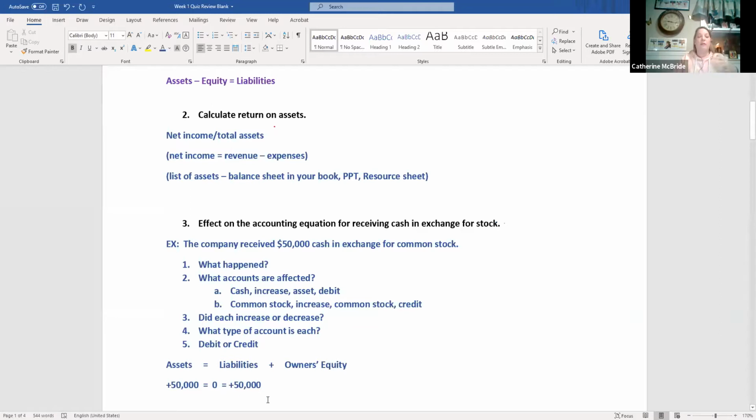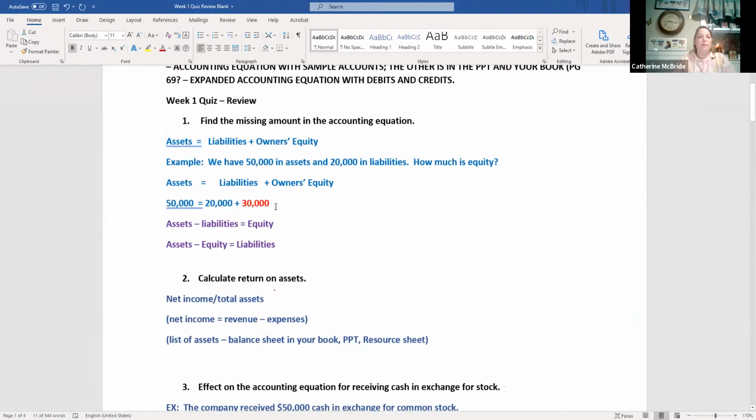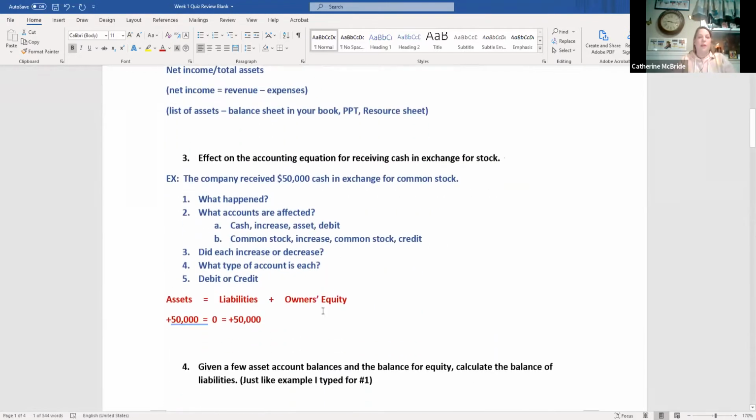So the first question I have is, does my accounting equation balance? Yes, it has to. If it doesn't, you're wrong. You did something wrong. So that's it. That's the last piece of the question. This is what the answer would be.